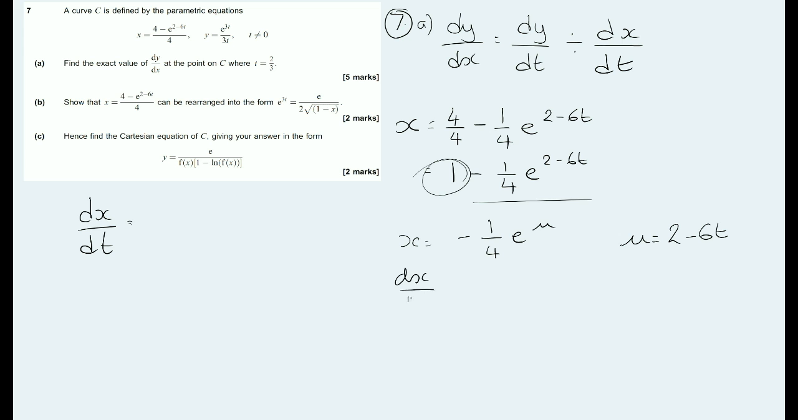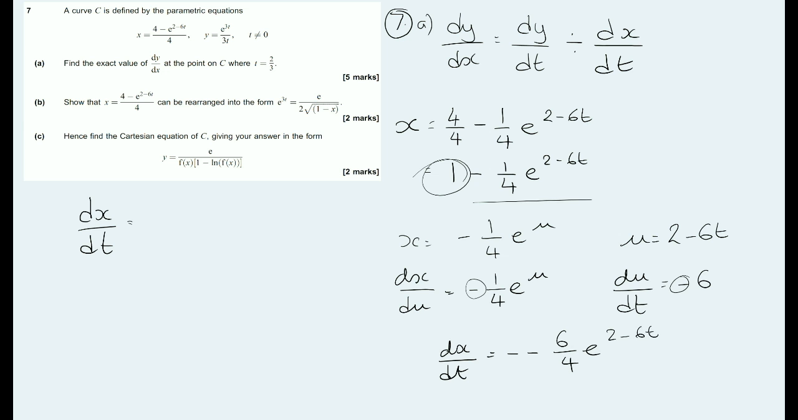So dx by du, differentiate this, so e to the u will just stay as e to the u, so it's still minus a quarter e to the u. And du by dt, okay, that's going to give me minus 6. Then multiplying these things together, I get dx by dt is equal to, two minuses, the minus from there and the minus from there, 6 over 4 e to the u, which is 2 minus 6t. So putting our dx by dt in, we get 6 over 4 or 3 over 2, which is now positive because the two minuses have cancelled, e to the 2 minus 6t.